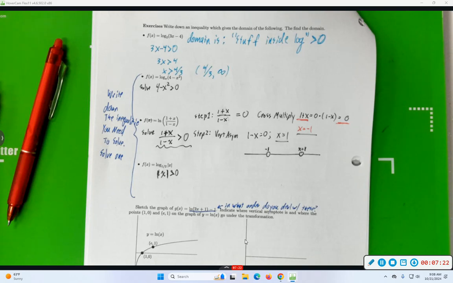All right. So now that we have the endpoints, we need to check some sample points, right? So I need a sample point that's less than -1, a sample point between -1 and +1, and then a sample point bigger than 1. So I guess let's pick one. Give me a number that is less than -1. -2.